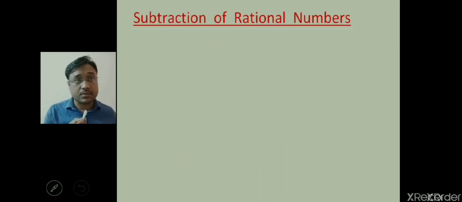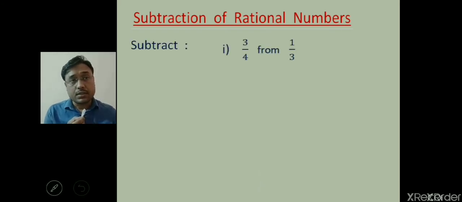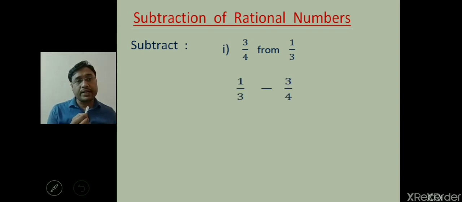Now we have the term subtraction of rational numbers. So how we will do that, we will learn here. Subtract 3 by 4 from 1 by 3. So from 1 by 3, first we will write 1 by 3 minus 3 by 4, because you have to subtract 3 by 4 from 1 by 3.